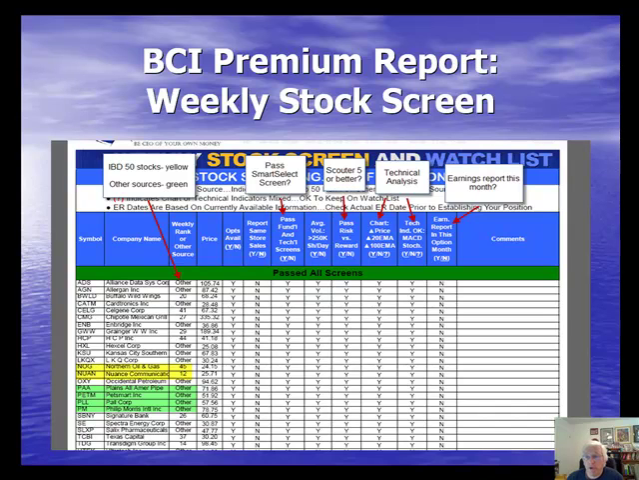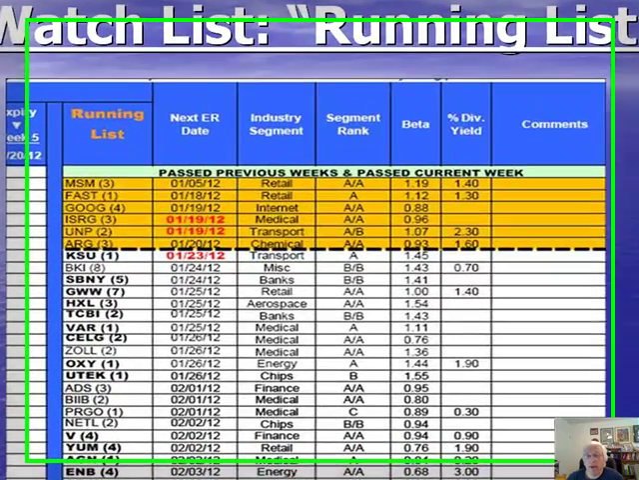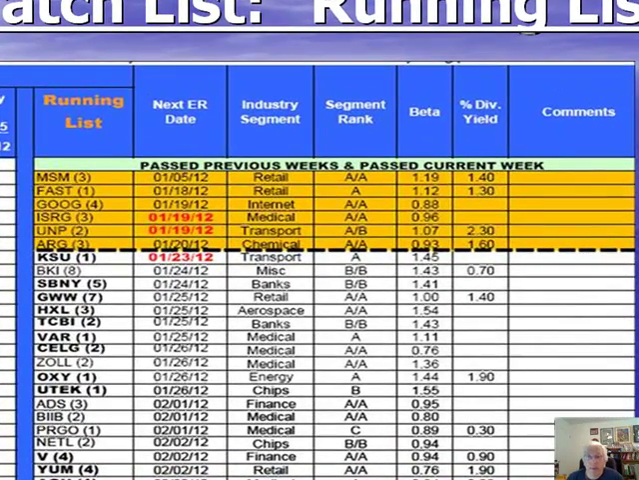Those are a few of the screens we use, not all of them, but I wanted to show you how the process works. And ultimately, it will lead to a watch list, or as we call it for the premium membership, our running list. And there's a lot of information on this running list. The left-hand column, of course, has the ticker symbols of the stocks. The next column is the next earnings report date. We want to avoid earnings reports. We've actually highlighted in gold the rows of the stocks that have an upcoming earnings report in the current month, so we know just to avoid those stocks in the current month.